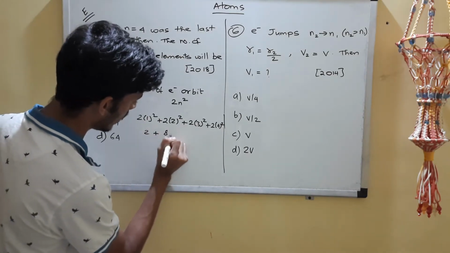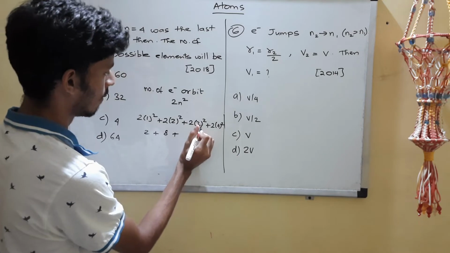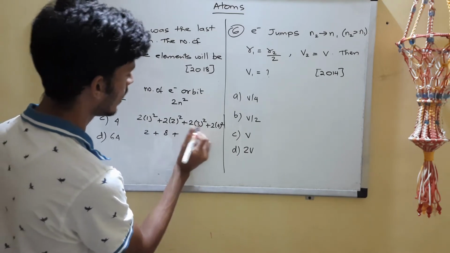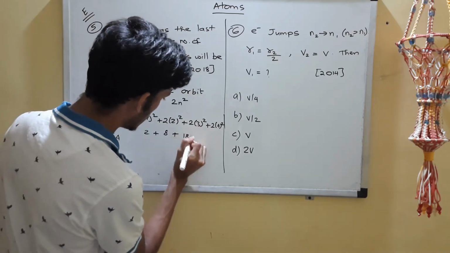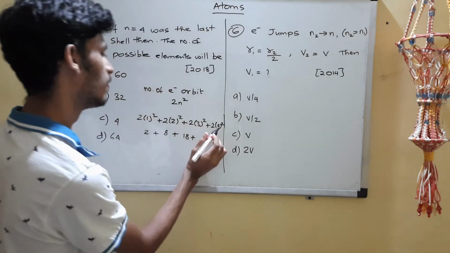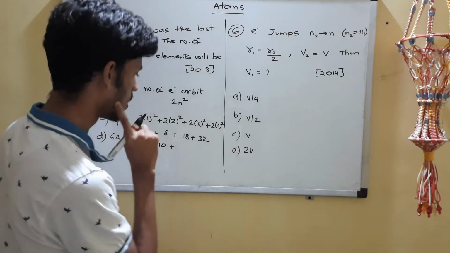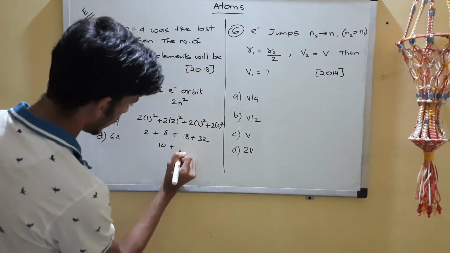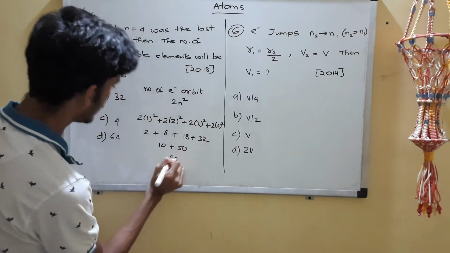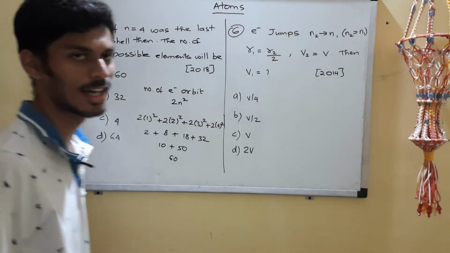2 plus 8 plus this is 9, 3, this is 9. Okay, 9 into 2 is 18, and here 16 into 2, 32. Okay, this gives us 10. This gives us I guess 50. Yes, so 50 plus 10, 60. So option A, 60 is the correct choice over here.